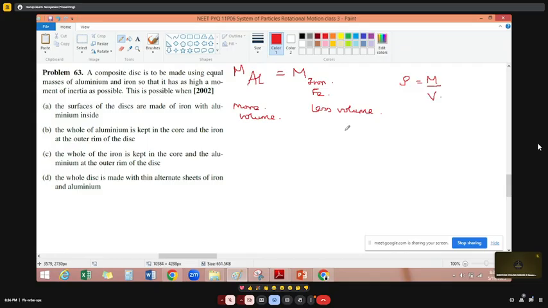The surfaces of the disk are made of iron with aluminum inside. The whole of aluminum is kept in the core and the iron at the outer rim of the disk. Whole of iron is kept. So iron will be having less volume. I want more moment of inertia. More moment of inertia means more mass should be kept away from the axis. So that means aluminum should be going away from the axis. Is kept in the core, the iron at the outer rim of the disk. The whole of iron is kept in the core.